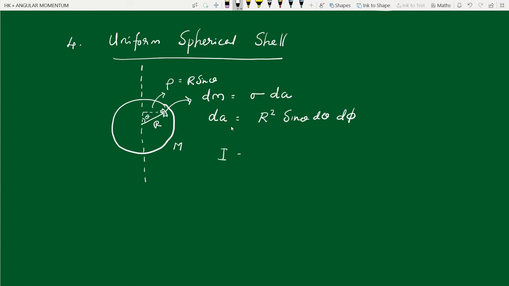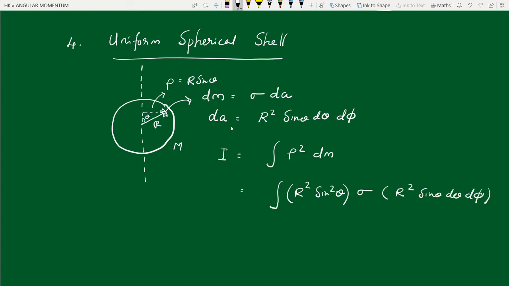So moment of inertia is integral rho squared dm, which is integral, and what is rho squared here? Rho squared is R squared sine squared theta. What is dm? Sigma dA, right? So sigma times dA, and what is dA? R squared sine theta d theta d phi.